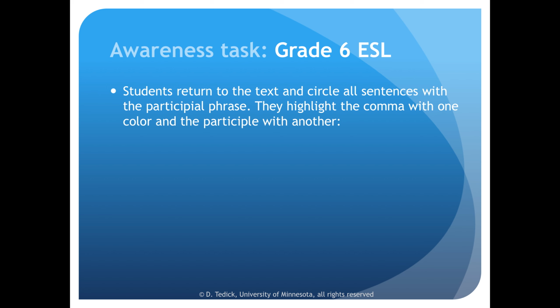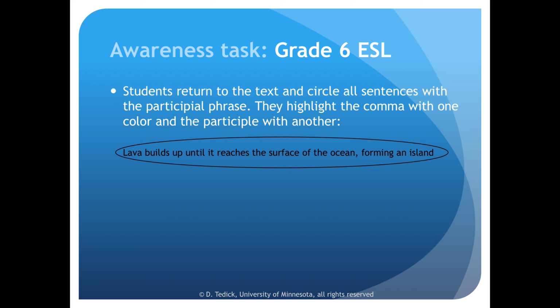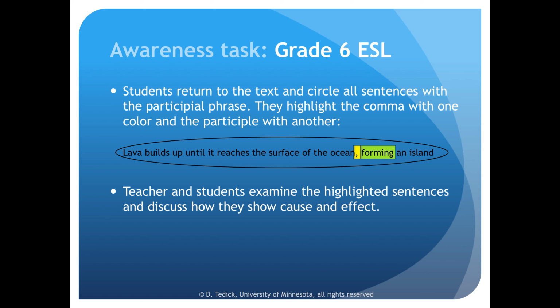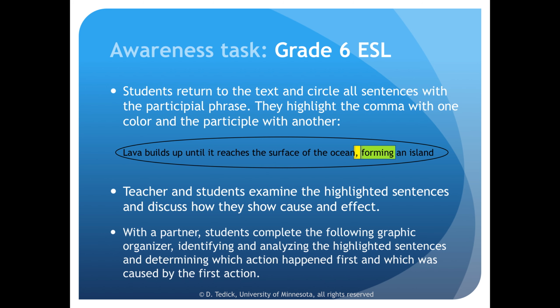And then going back finally to the grade 6 ESL example, students had to return to the text and circle all the sentences with that participial phrase, remember the comma and the ing form, and then they'd highlight the comma with one color and the participle with another. So first they had to circle the sentences they were looking for, then highlight the comma, then highlight the participle. And then teacher and students examined those highlighted sentences, and they discussed how they showed cause and effect.